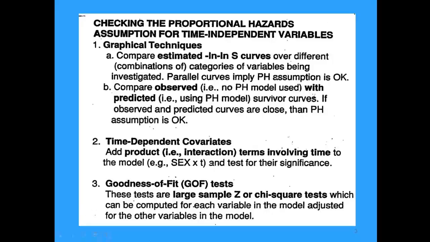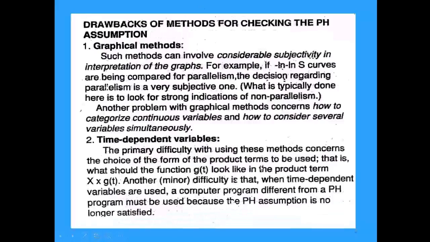And what they are is they're actually Z or chi-square tests. If you have a Z statistic, what's a Z statistic? Normal 0, 1? If you square a Z statistic, what do you get? Chi-square with 1 degree of freedom. That's why I said Z or chi-square test. It could be computed for each variable in the model by itself or adjusted for other variables in the model. So, goodness of fit test. Okay, these are the three things.